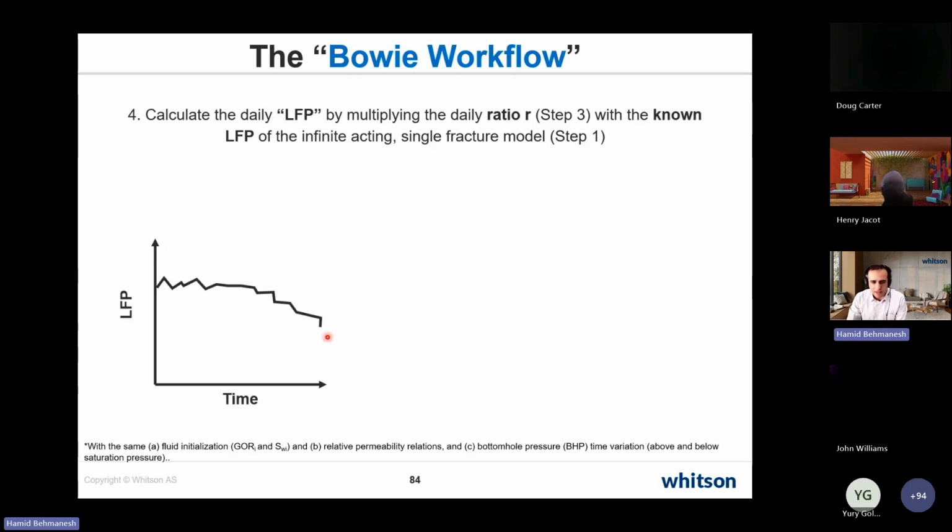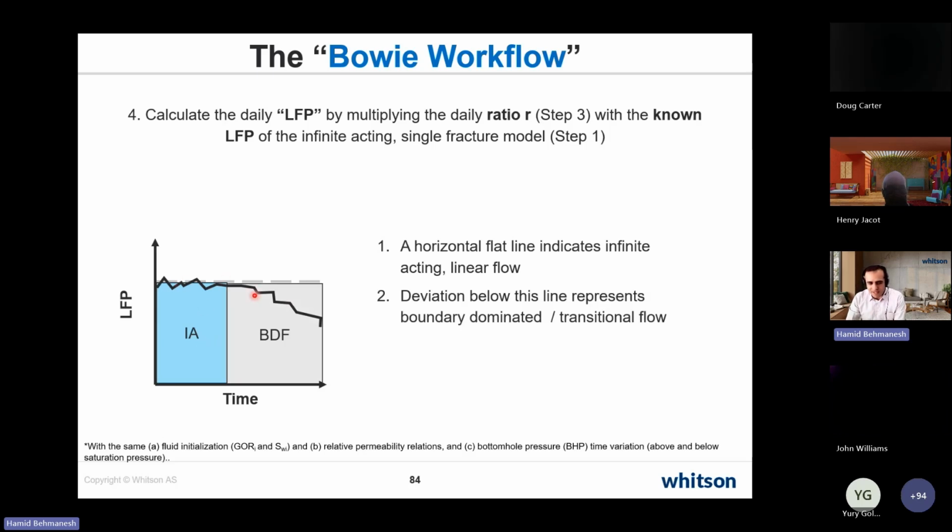So I generated this model, this linear flow parameter versus time, but I know that during infinite acting, the ratio will stay constant. During boundary dominated flow, my data start to deviate simply because my actual well data start to hit the boundaries, right? Once my actual well data start to hit the boundary, I see it curving downward. So my flow regime identification based on the Bowie diagnostic plot is: if my line stays flat, I'm in infinite acting. If my line deviates and bends downwards, I'm in boundary dominated flow. It's a flow regime identification, but done differently.